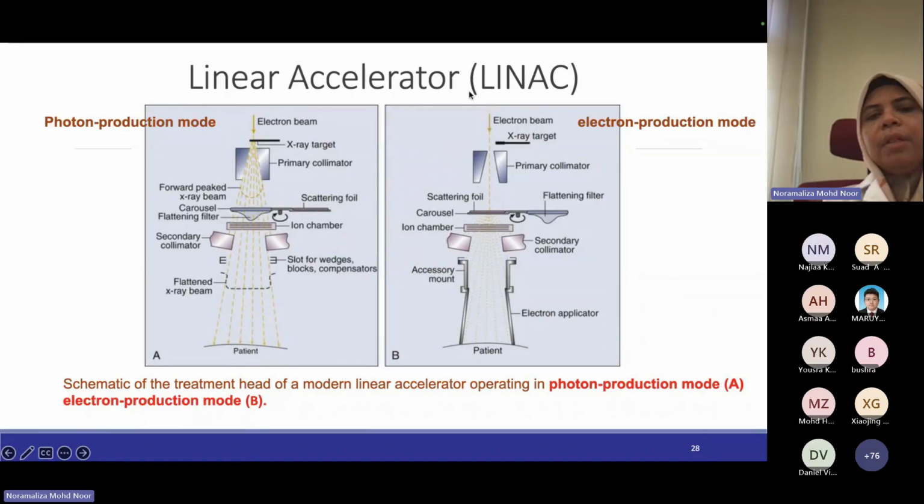The main difference is that for photon production, you introduce a target, which is tungsten, where the electron beam bombards the target and produces the photon beams, whereas for the electron beam, you just remove the X-ray target, which is straightforward for utilizing the electron beam. That's why both modes can be used in one LINAC only.